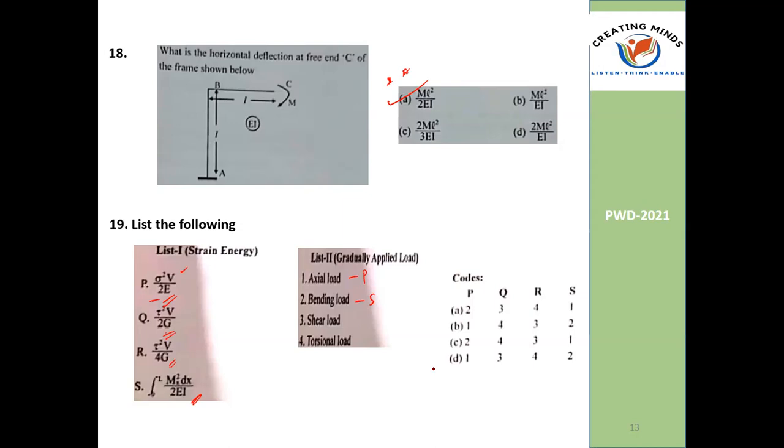P is 1, Q is 3. This is shear, tau square by 2G. The remaining is R. Please check the code. P is 1, Q is 2. This is also the same. Yes, this is the answer. This is only interchanging. Any doubts? Shear under 2G, torsion under 4G. Please keep a note: for shear you get 2G, for torsion you get 4G. Please take a note of this difference.